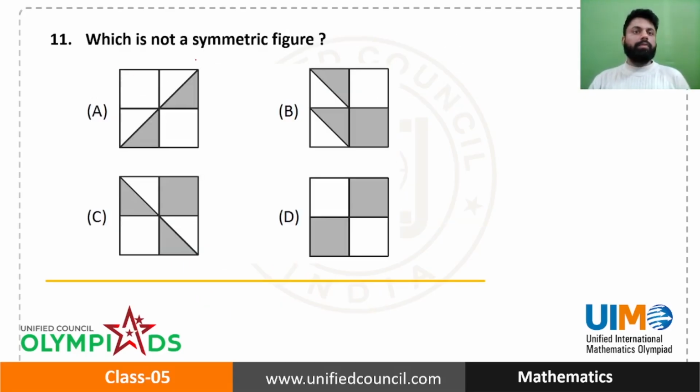Next one. Which one is not a symmetric figure? So see, if we talk about this line, this is symmetric. If we talk about this line, this is symmetric, or this line also, this is symmetric. If we talk about this line, this figure is symmetric, but over here we cannot make any lines along which it can be symmetric. So B option is the correct answer.